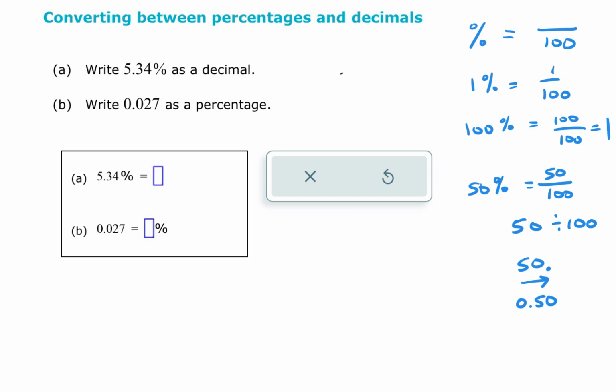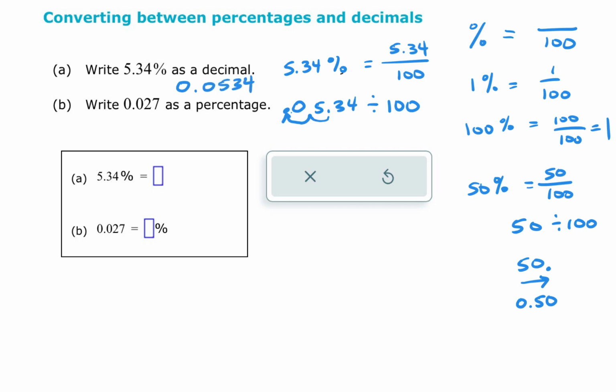So we can apply that same knowledge to part A here. It says 5.34%. That means 5.34 divided by 100, because 5.34% means 5.34 out of every 100. And when we divide by 100, the decimal point will appear to be moving 1, 2 places. We need to put a 0 here to the left. So our answer will be 0.0534. And be sure you put this leading 0. It's technically not necessary, but the reason we put it is so we don't accidentally lose track of this decimal point right here.